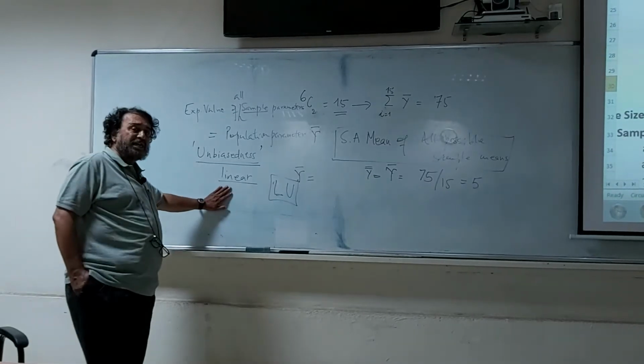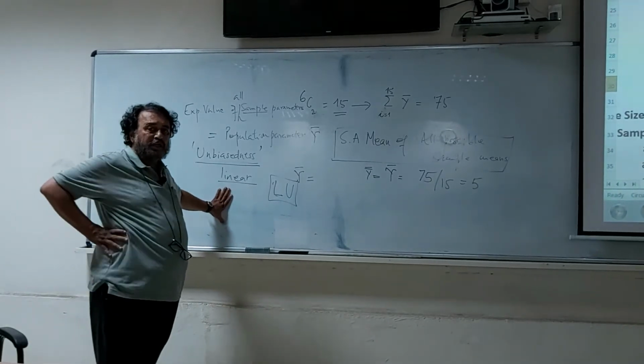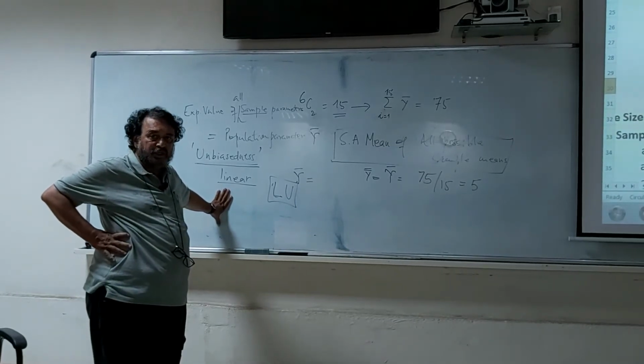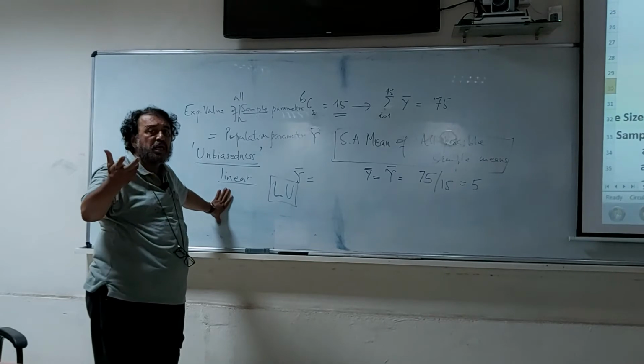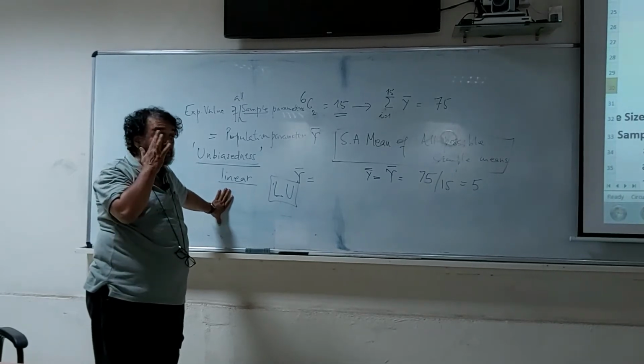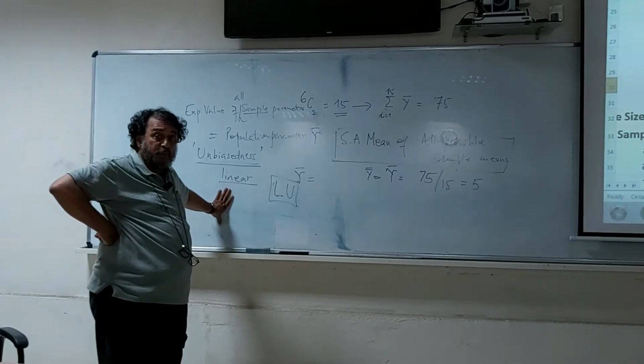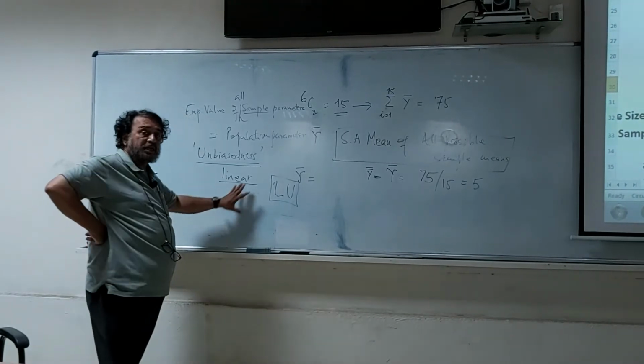Is it linear in nature? As we know, as I had shown in the last lecture, it is linear only under transform condition, not the original data, because original data is the product of all observations, and obviously it is not linear in nature. So linearity is one property, unbiasedness is another property.